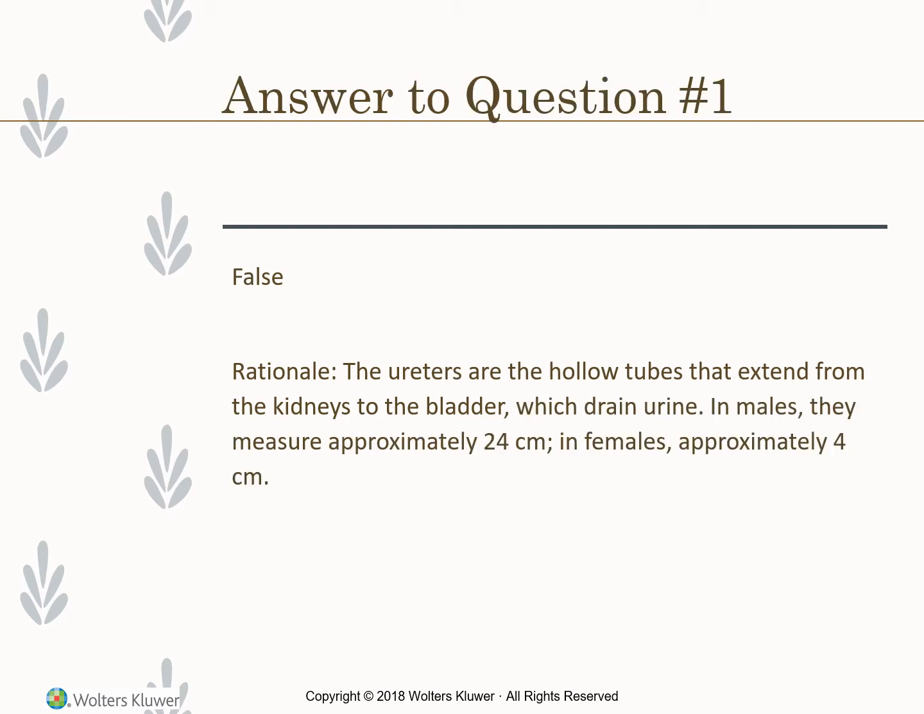You should have answered false. The ureters are the hollow tubes that extend from the kidneys to the bladder, which drain urine, not the urethra. So again, it's the ureters. In males, they measure approximately 24 centimeters, which is approximately 12 inches. In females, approximately 4 centimeters, which is approximately 2 inches.